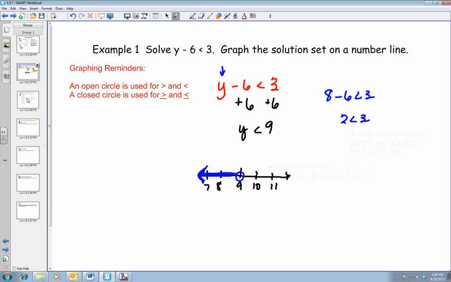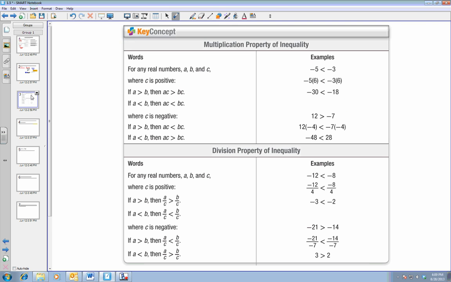All right, so now let's look at some more properties. These are multiplication properties and division properties. So you might remember back in Algebra 1 that when you're solving inequalities, if you multiply or divide by a negative number, you had to switch that inequality. Well, that's what all of this is saying. Okay, so let me show you what they're talking about.